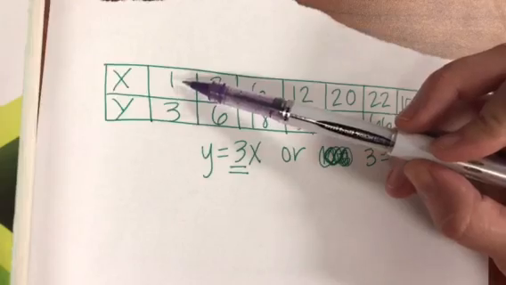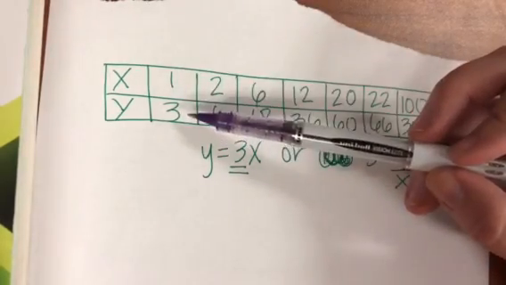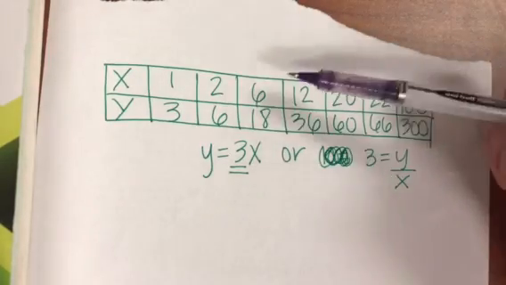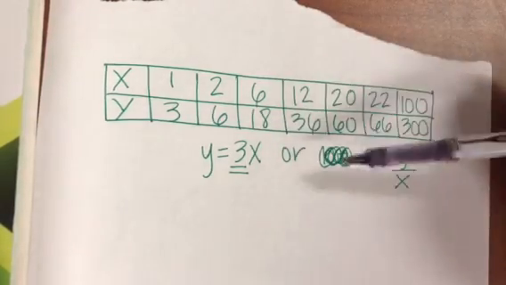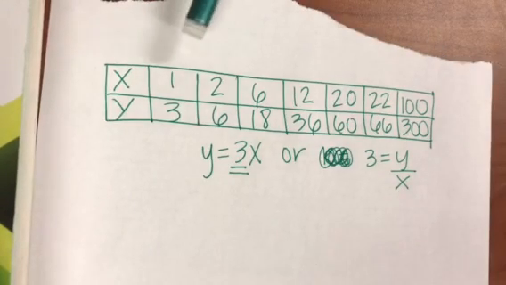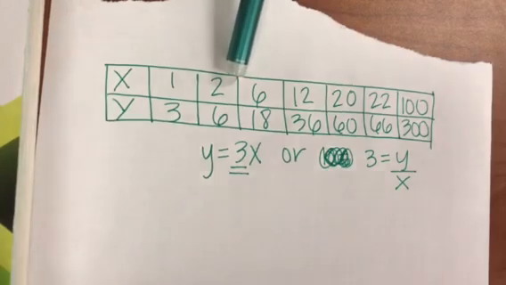What's the relationship between 1 and 3? What did you do to 1 to get to 3? I multiplied that by 3. Right. What did I do to 2 to get to 6? Multiplied by 3. 6 to 18? Same thing. 12 to 36? And if you notice, it goes on all the way. But also, notice how we didn't continue with 1, 2, 3, 4, 5. We missed those in there.